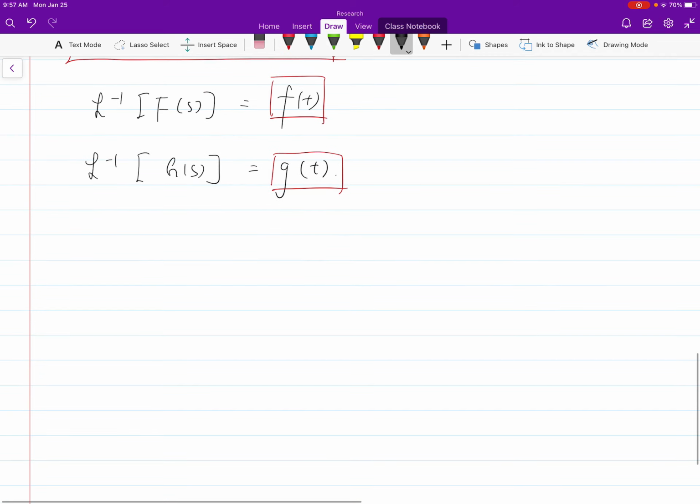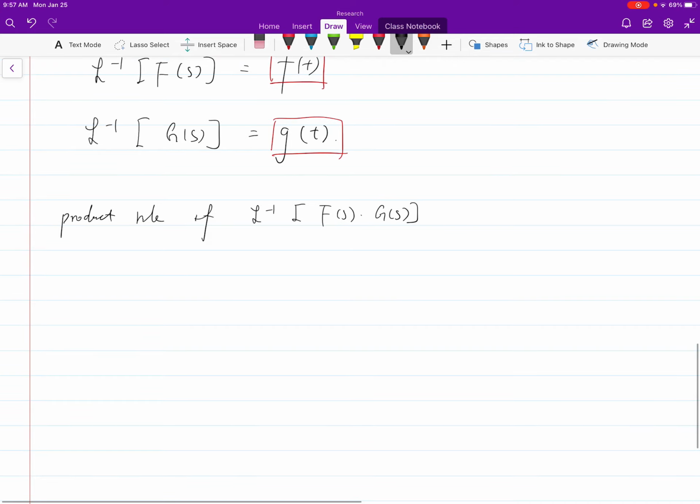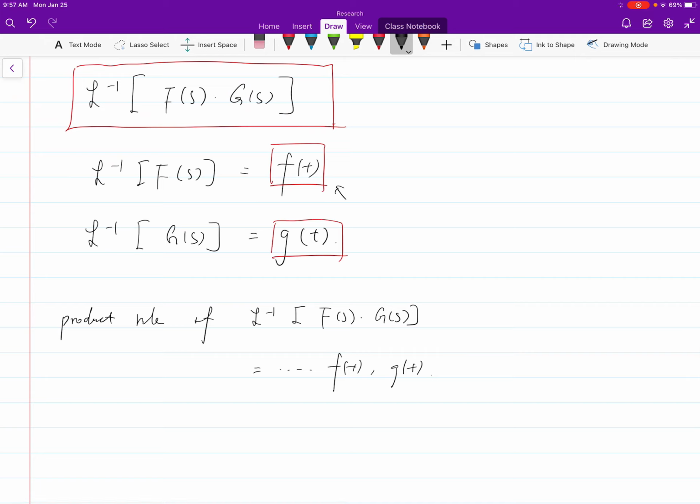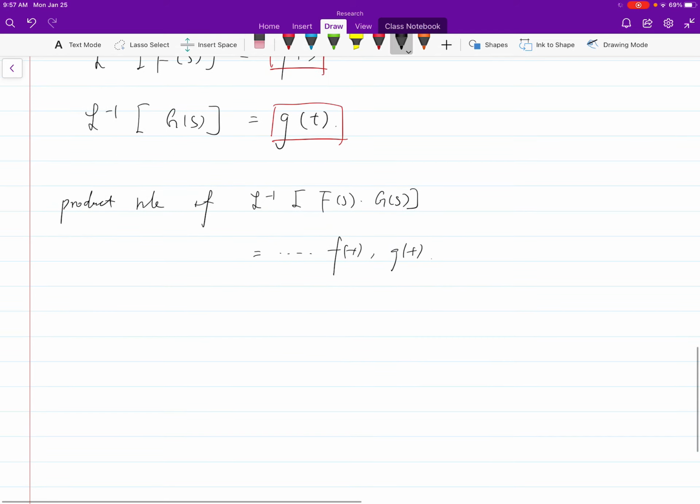So now it's settled. We can solve this as long as we can develop something which is almost like a product rule of L inverse. If we can rewrite it as some expression involving f(t) and g(t), which are the individual inverse Laplace transforms of F(s) and G(s), we will be able to solve this because we already know each individual part. We just don't know the inverse Laplace transform when you multiply them together. If you just have them added together, that's pretty easy because we know the inverse is linear. So if this is f plus g, we can simply just do this.